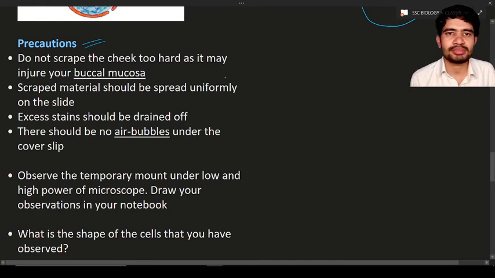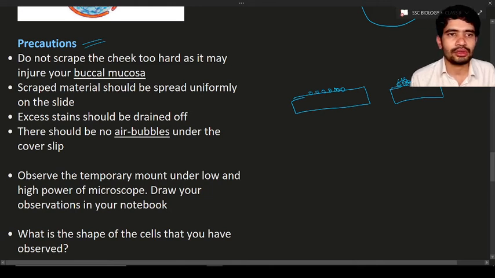The scraped material should be spread uniformly onto the slide. Let us consider this is a slide. Onto the slide, spread the cells uniformly. You should not spread the cells like this. What will happen if you make the cells into small groups? In that case, we are unable to observe them clearly under the microscope.